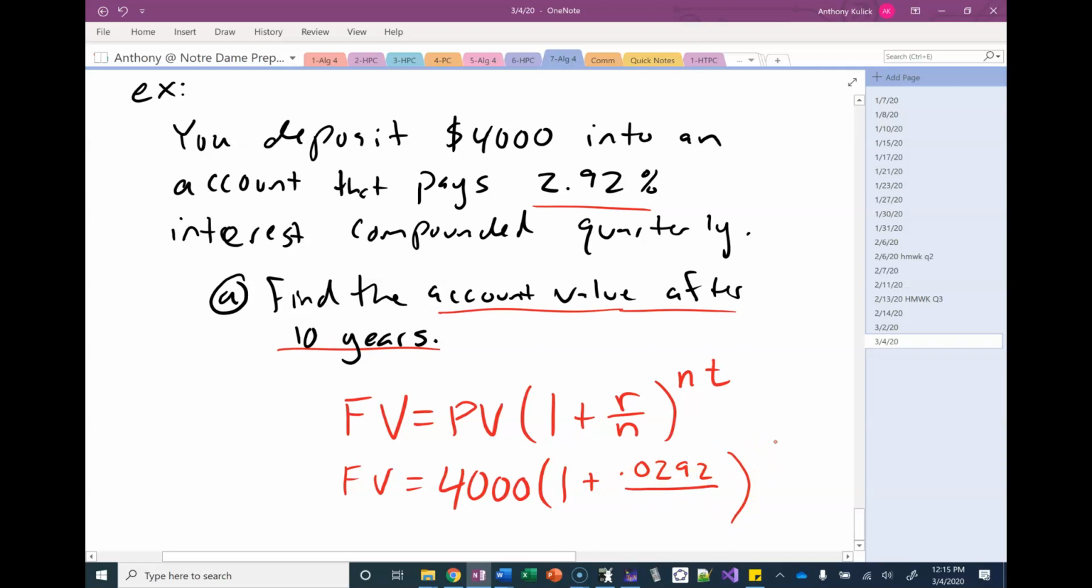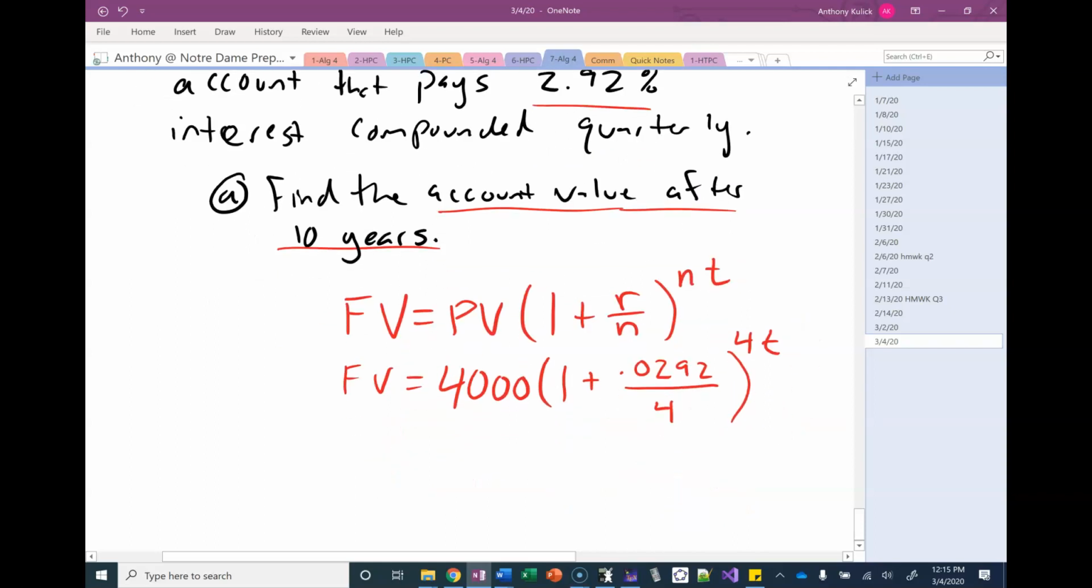And then what does N represent? The number of compounds per year. How many compounds are happening here? 4. How did you get 4? Because it says quarterly, right? If we compound something quarterly, that's 4 times. Okay? And then I'd have T. So in part A, we're looking for the future value. Are we given a value for T? Yes, right? So I know that T is going to equal 10.